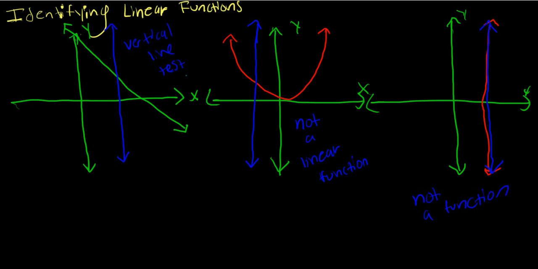Okay, now we're going to look at identifying a linear function by using ordered pairs. So here we have some ordered pairs. We have (2, 4), (5, 3), (8, 2), and (11, 1). We're going to put them in a table of x and y's.